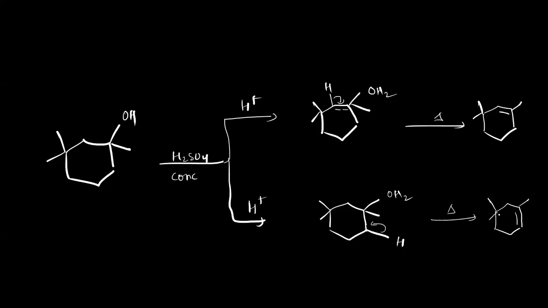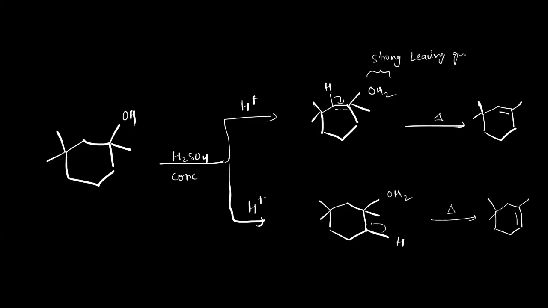So, understood what happened here? H2SO4 is nothing but the acid. Acid is nothing but a proton donor. So when you donate the proton, the OH will take the proton and turn into OH2. But this is a very weak group, so it will be a very strong leaving group. So this will try to leave.